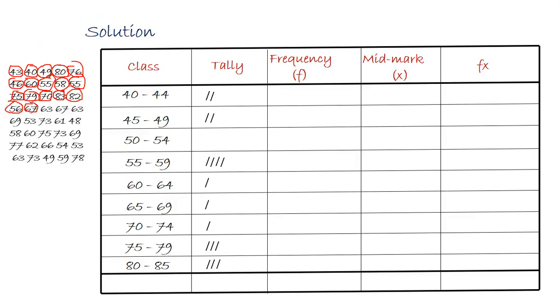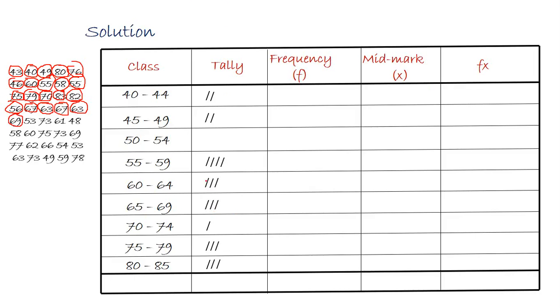Then we have 63, which lies in the class of 60 to 64. Then we have 67, which lies in the class of 65 to 69. Then 63, which lies in the class of 60 to 64. And then we have 69, which lies in the class of 65 to 69.